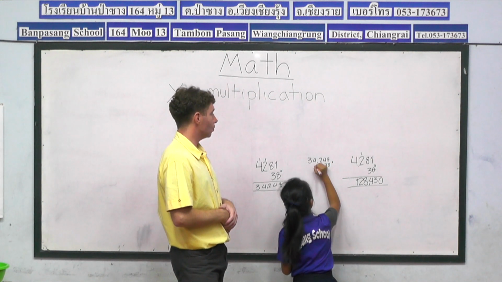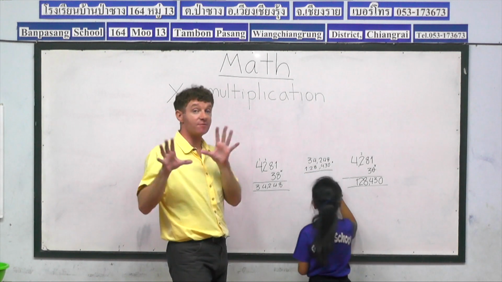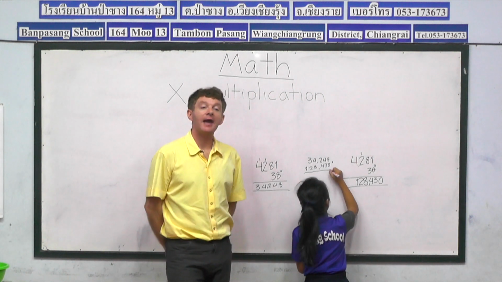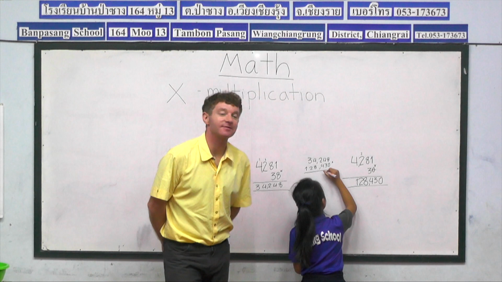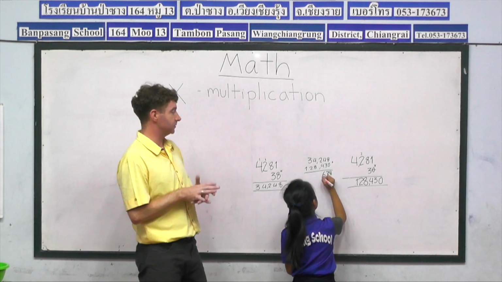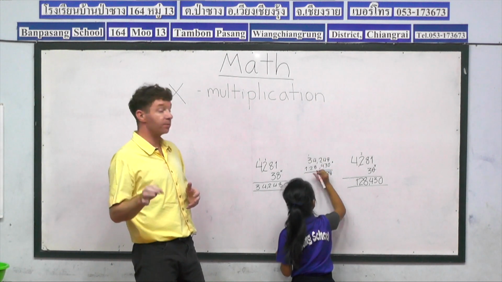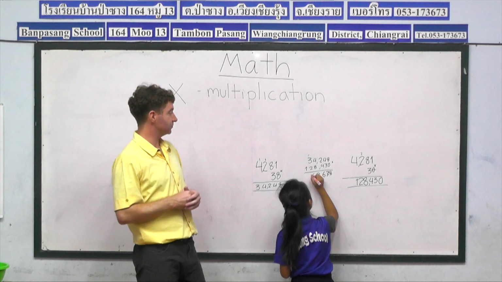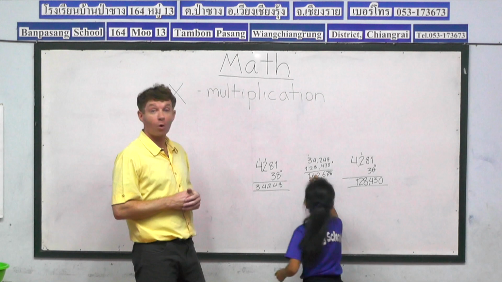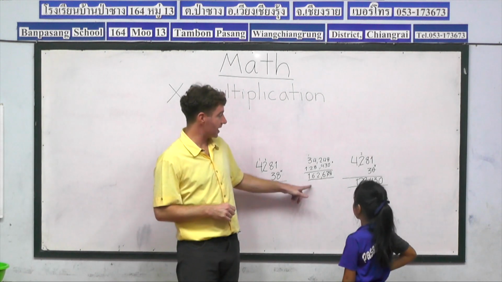Comma, 8, 2, 1. So guys, now we have our 2 answers. Finally, we add them together. 8 times 0, 8 plus 0, 8. 4 plus 3, 7. 2 plus 4, 6. 4 plus 8, 12. 3 plus 2 plus 1, 6. 1 plus nothing equals 1. We now have our answer.